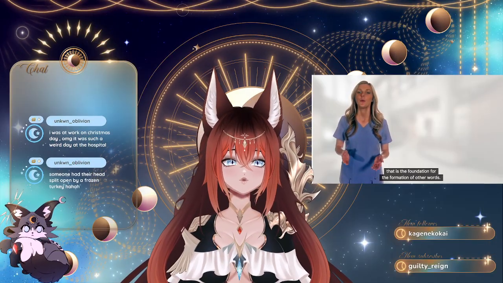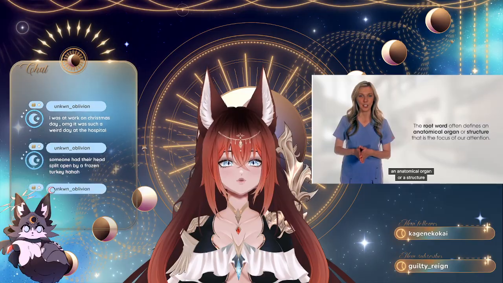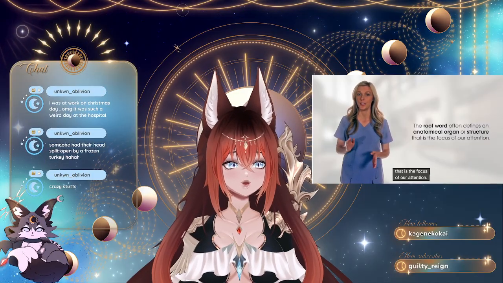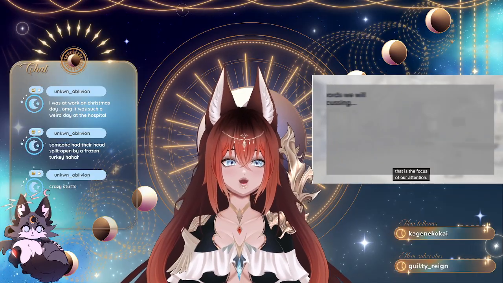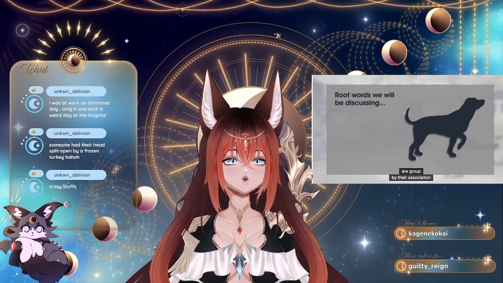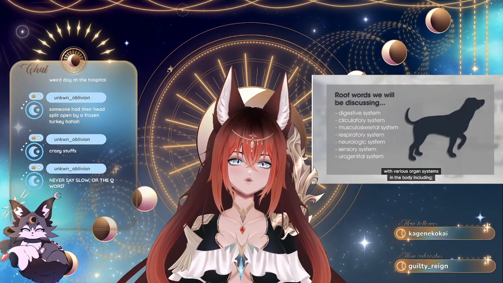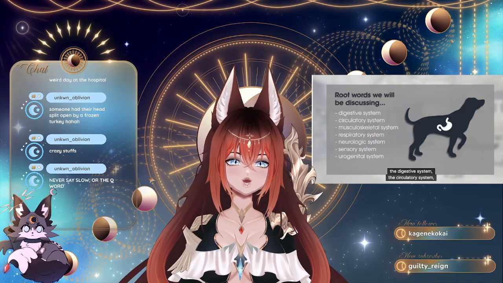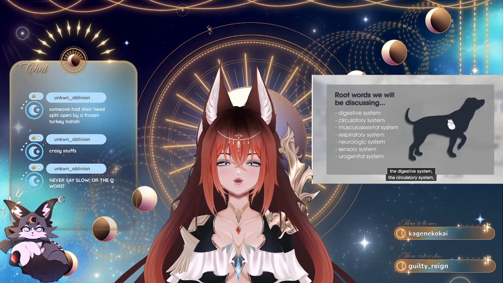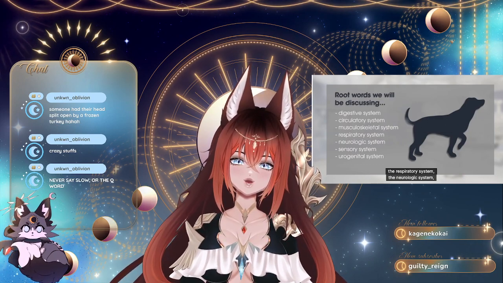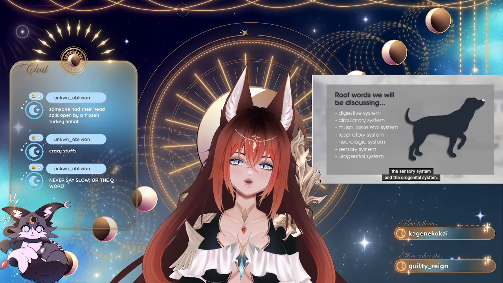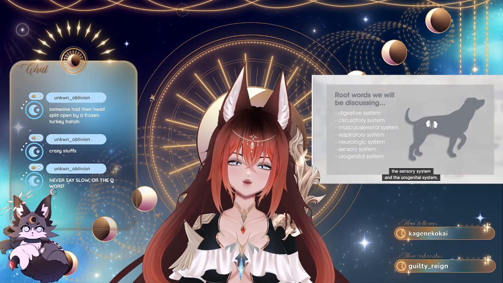other words? Remember, the root word often So I defines have the an head stood up like anatomical Rose. organ or a What? structure that is the focus of our attention. What? The root words we Yo, will be discussing you are should grouped by their definitely share association some, with various some organ stories. systems in the body, including Or the the keyword. digestive Oh, that's right. The system, quiet. the circulatory You system, can't say quiet. the musculoskeletal system, the respiratory system, the neurologic system, the sensory system, and the urogenital system.